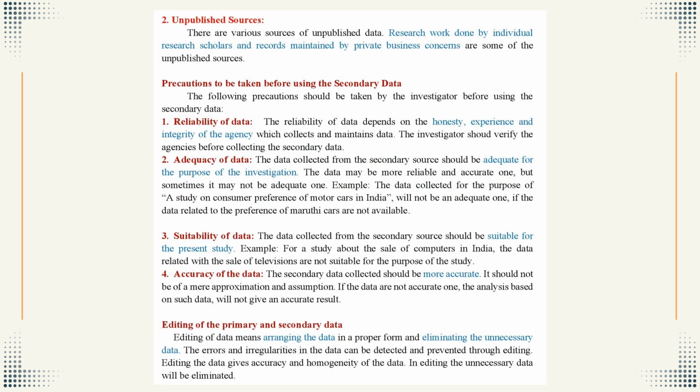Now, unpublished sources. In the secondary data, there are two types. One is published sources, another one is unpublished sources. In unpublished sources, research is conducted by individuals, that is a thesis, and research conducted by private business concerns. They also have their own research findings kept in their office. So that can be considered as unpublished sources for a researcher to get information.